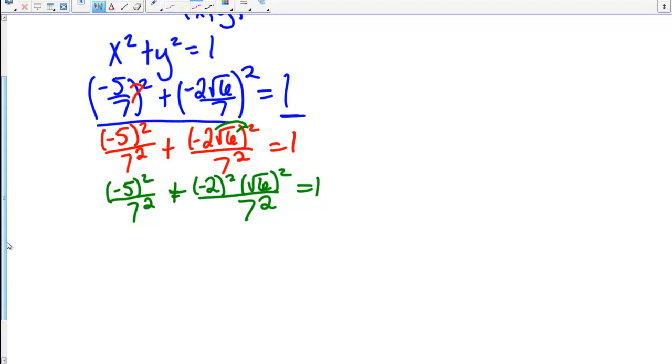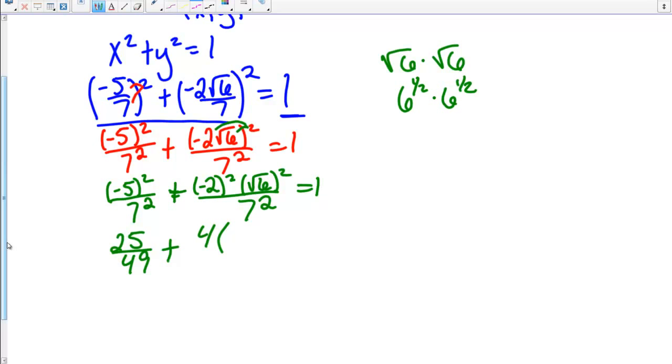So negative 5 times negative 5 is a positive 25 over 49, plus negative 2 times negative 2 is a positive 4, times square root of 6 times square root of 6. Do you remember what that is? If we have square root of 6 times square root of 6, then we can think of this as 6 to the 1/2 times 6 to the 1/2. So we add our exponents, and we get 6 to the 2 over 2, which is 6 to the first. So times 6 over 49 equals 1.